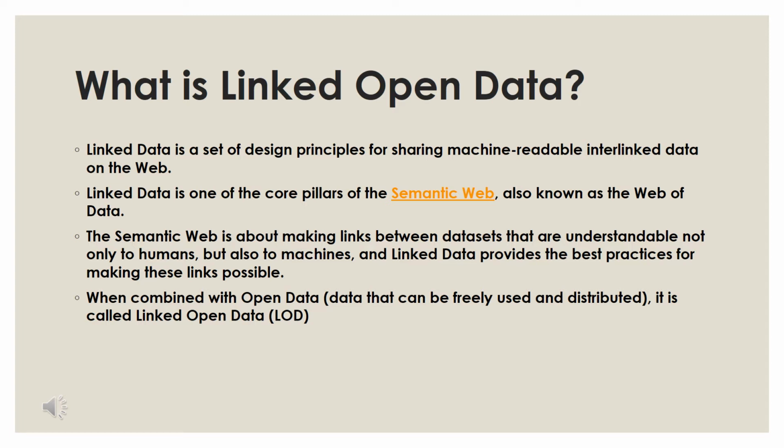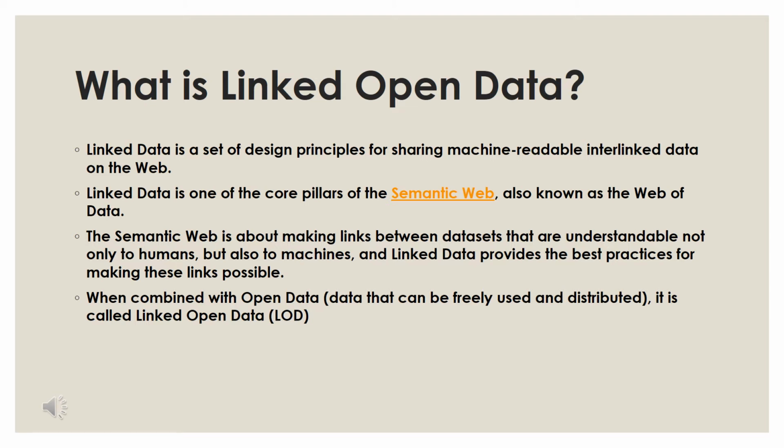Now, linked data is a core pillar of the semantic web, also known as the web of data, what we would just refer to as the internet. Now, of course, the web is about making links between data sets that are understandable not only to humans but also to machines, and linked data provides the best practices for making these links possible. So again, the emphasis here is on information that is legible to both humans and machines at the same time, and that is shared.